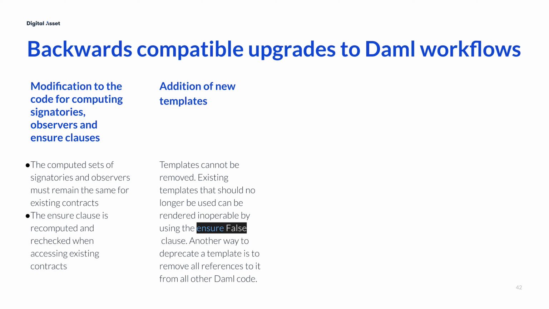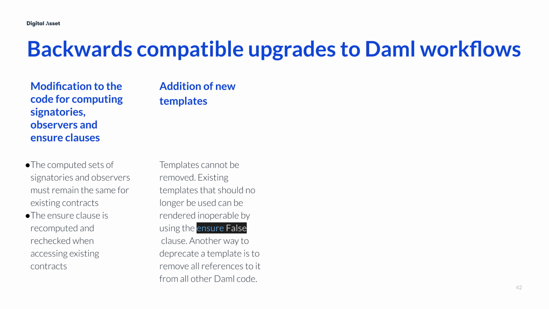Existing templates that should no longer be used can be rendered inoperable by using the ensure false clause. This will make it impossible to create new contracts using the template. This will also make it impossible to exercise any choices, including the implicit archive choice, on existing contracts created using the template, as ensure clauses are always evaluated using the newest version of the template when the choice is exercised.